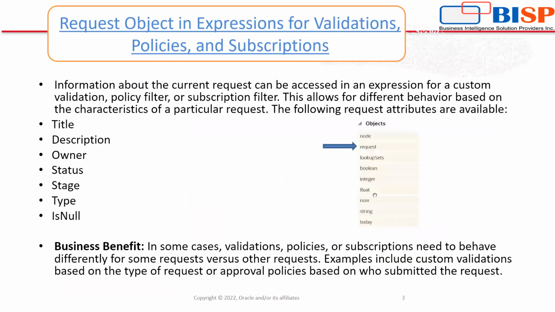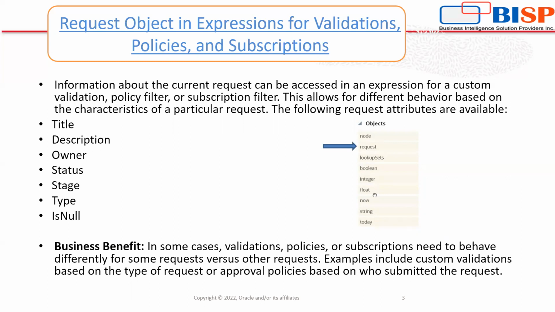So in a request object, when we build an expression, you know that we have objects, and in objects you can see that we have node, request, lookup sets, boolean, integer, and so on. We have various things. Okay, so what are request objects? In objects we have request, and under request we have various types of options we can use.